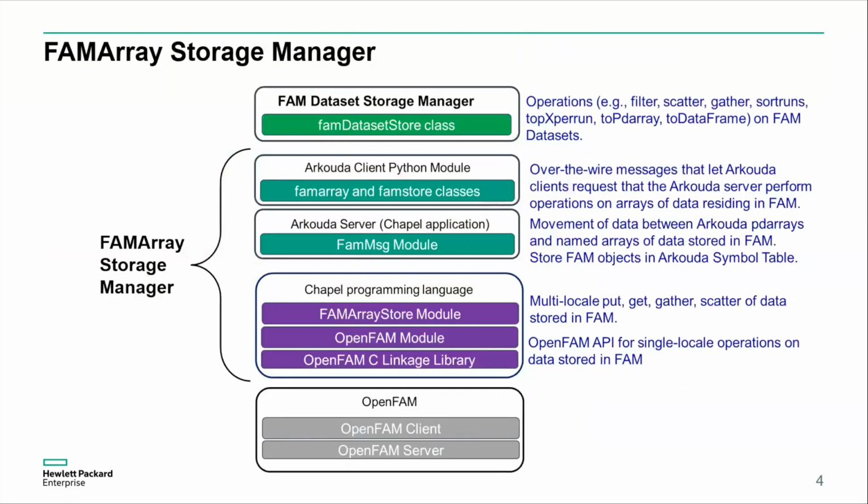This slide shows our software stack. So basically, we implemented two components for this work. The first component is a FAM array storage manager. For this, we extended Chapel with a C linkage library and an OpenFAM API that lets the Chapel programmer call single locale operations on data living in FAM. In other words, it exposes the OpenFAM API in the single locale. And then on top of that, we also added a FAM array store module. This allows multi-locale operations on data stored in FAM: put, get, gather, scatter, et cetera.